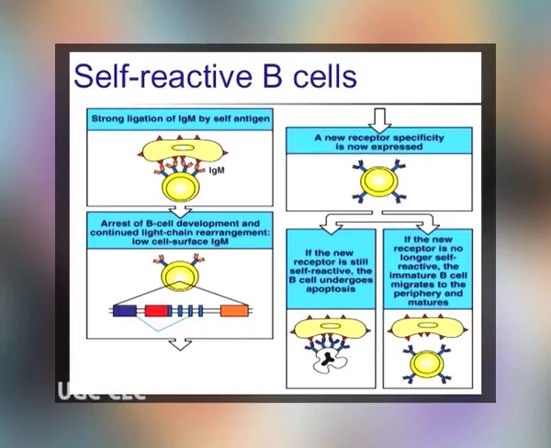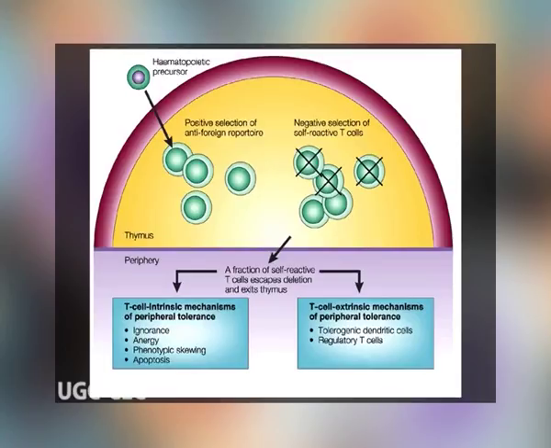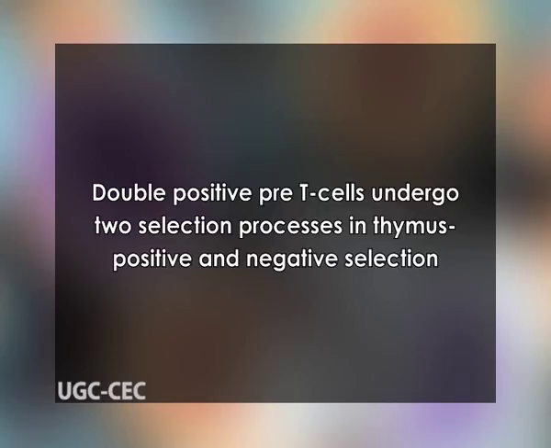Although a few self-reacting B cells are also eliminated during their development, the main mechanism of self-tolerance proper lies, nevertheless, in the elimination of developing self-reacting T cells in the thymus. Double positive pre-T cells undergo two selection processes in the thymus, positive and negative selection.